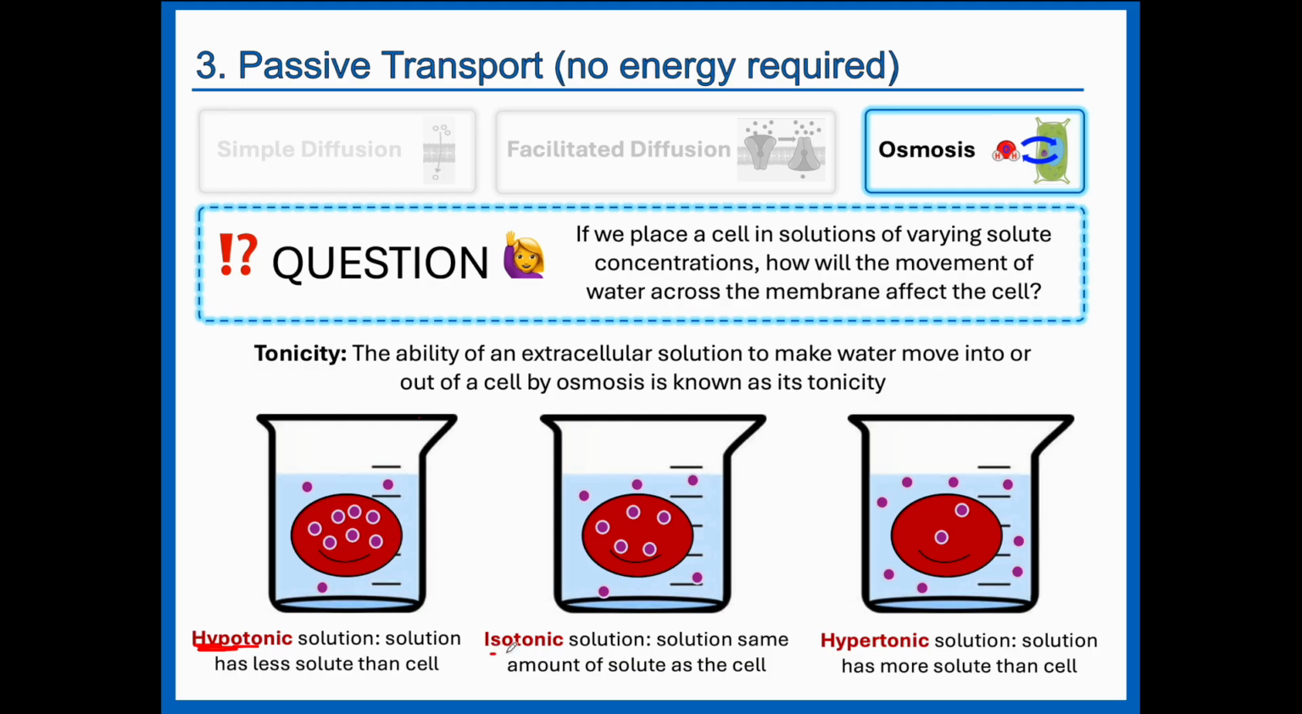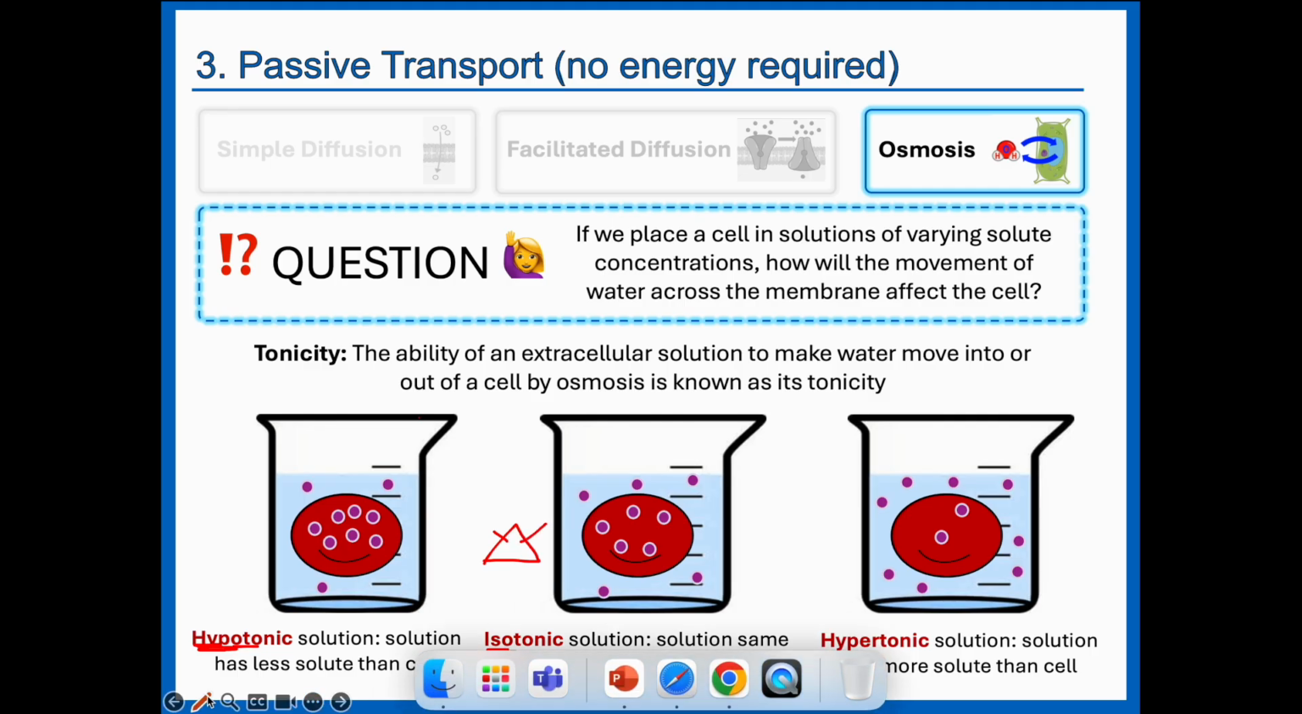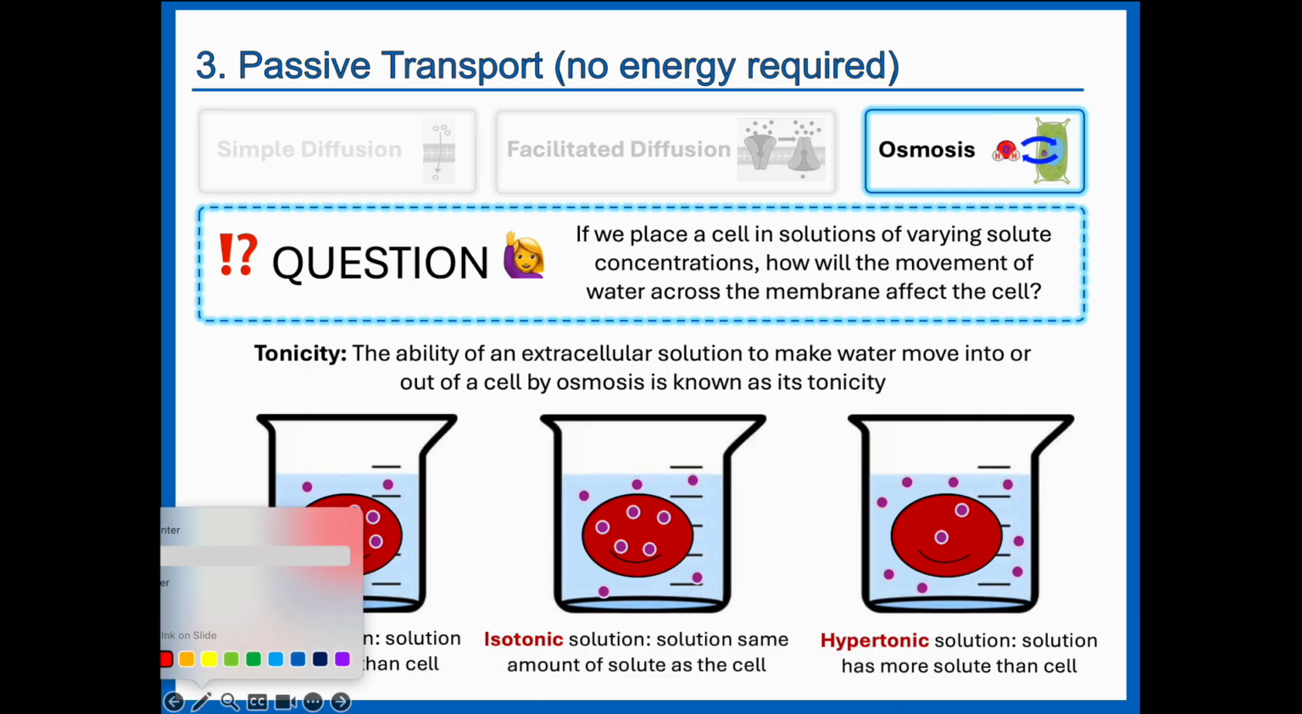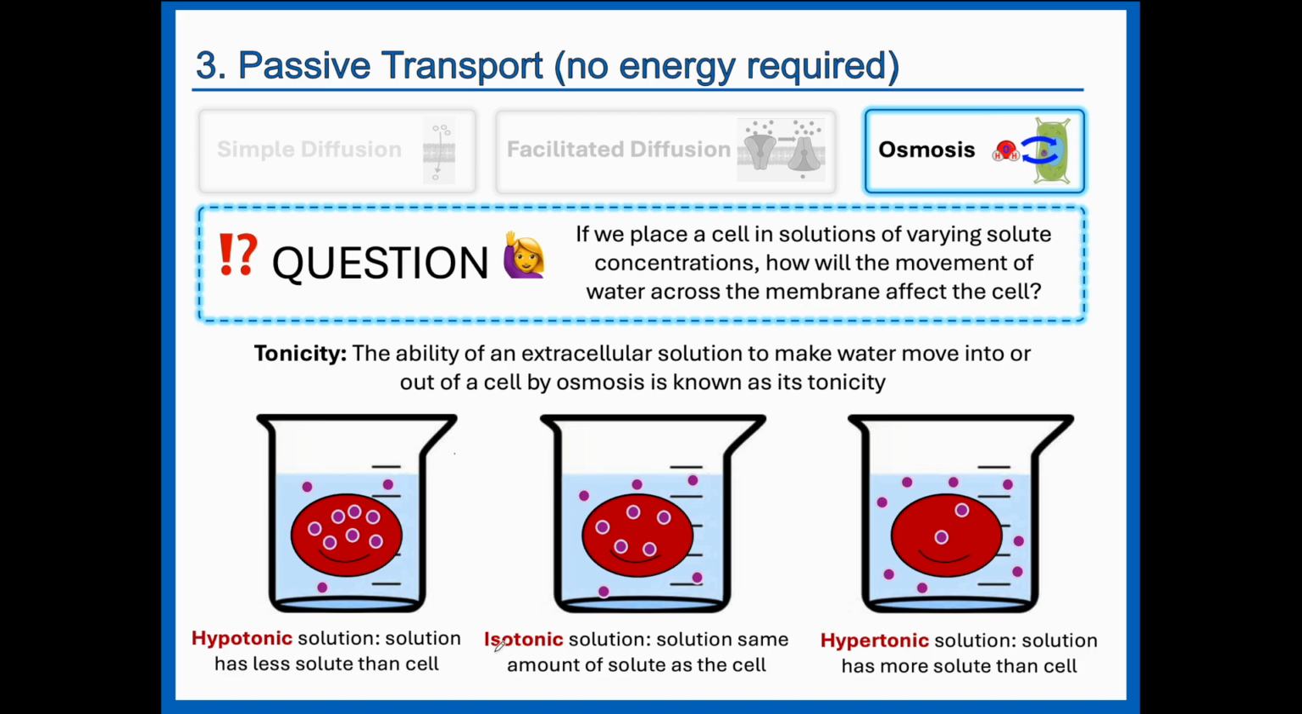Iso means the same, right? Like in an isosceles triangle, you have two of the same sides. Iso means the same. We're going to see this word a lot this semester. Isotonic means that the outside solution is the same as the inside. Let's count the solutes. 1, 2, 3, 4, 5. 1, 2, 3, 4, 5, right? 5 versus 5, that means that they're isotonic. They have the same tonicity.